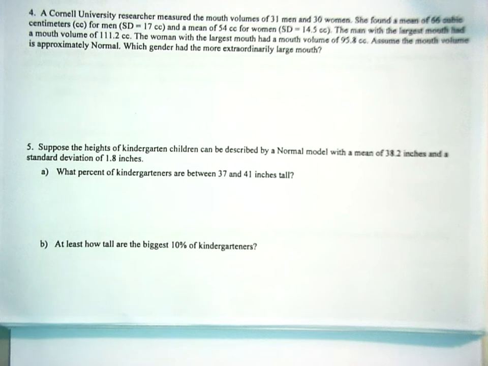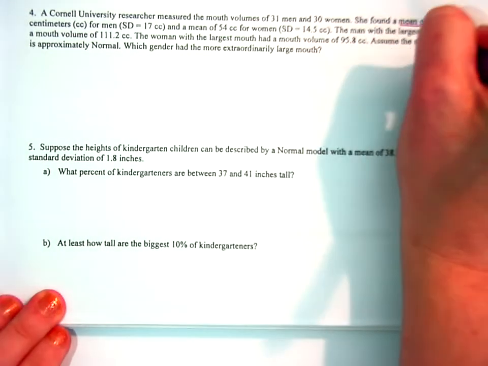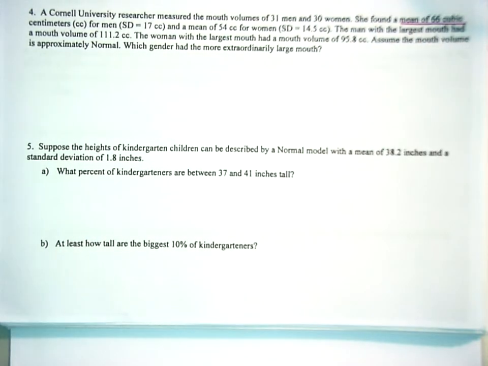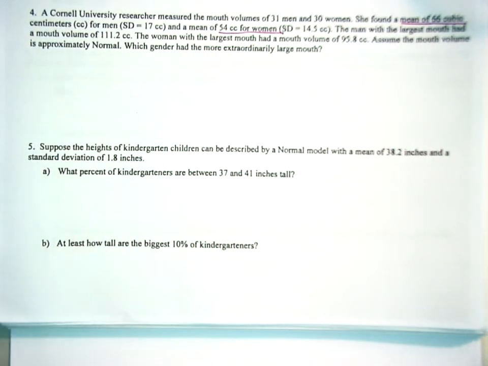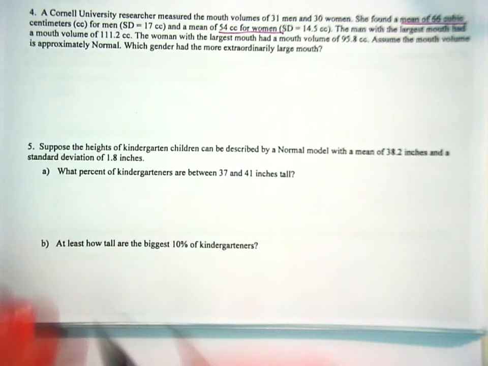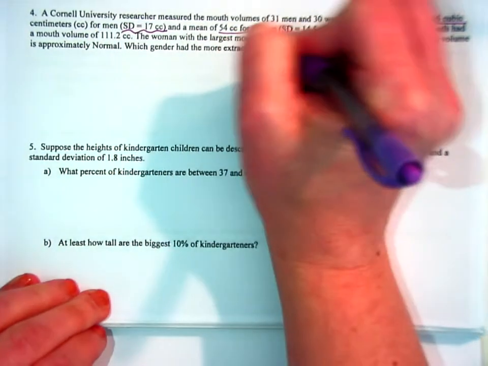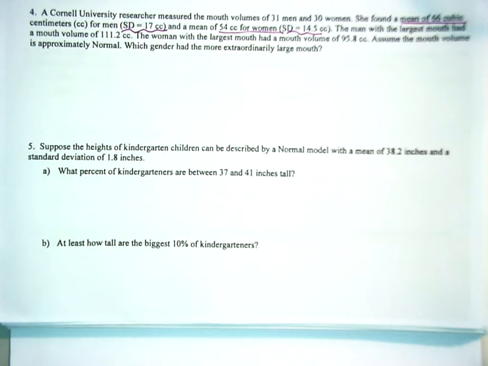A Cornell University researcher measured the mouth volumes of 31 men and 30 women. She found a mean of 66 cubic centimeters for men, standard deviation is 17 cubic centimeters, and a mean of 54 cubic centimeters for women. Okay, standard deviation is 14.5. Okay, so we have our means and we have our standard deviations.